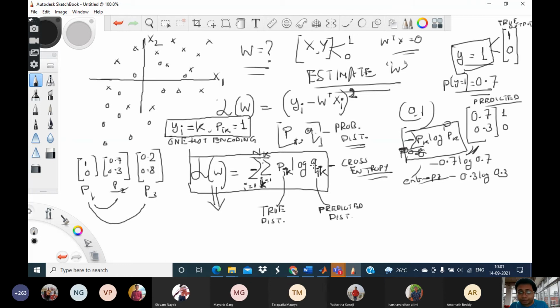But where am I getting qik from? qik is coming from the logistic regression. So qik is proportional to the way I had written it, minus wk transpose xi. Let me write it more clearly.